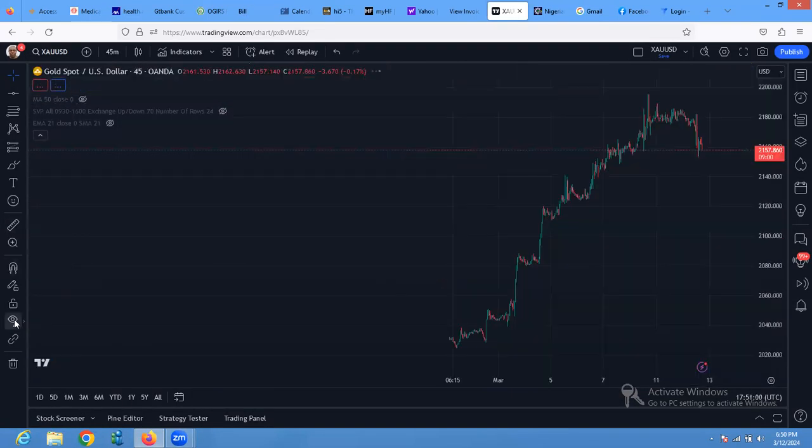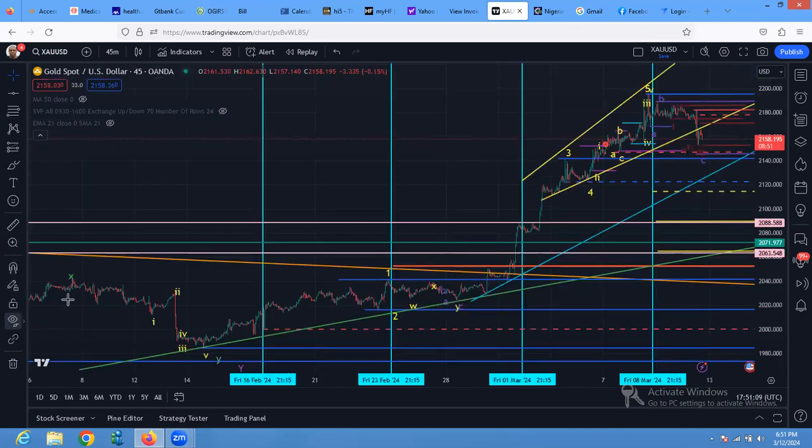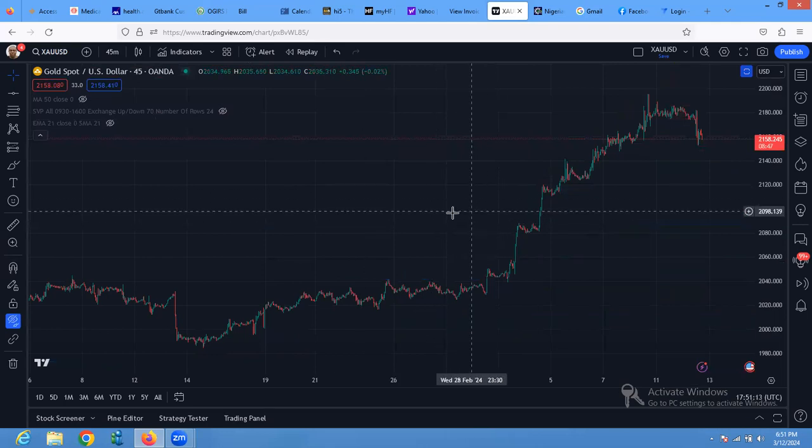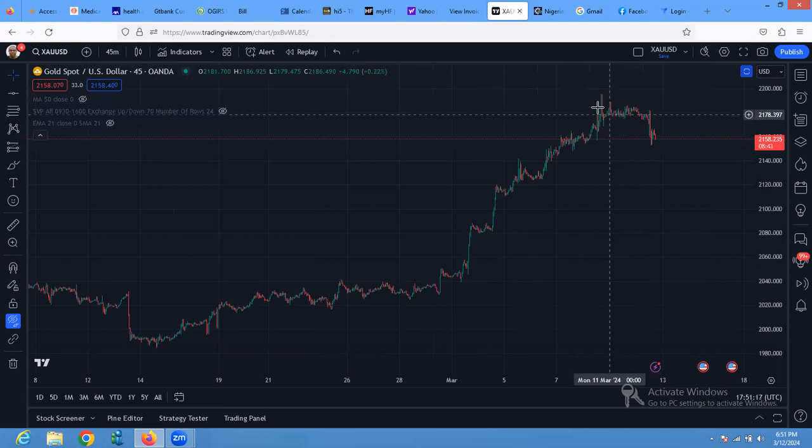Gold may print differently, so we need to analyze gold and understand the dynamics around it. Initially we didn't even see that this was going to go beyond. They have completed 5 here, and that's why at times it's very difficult.